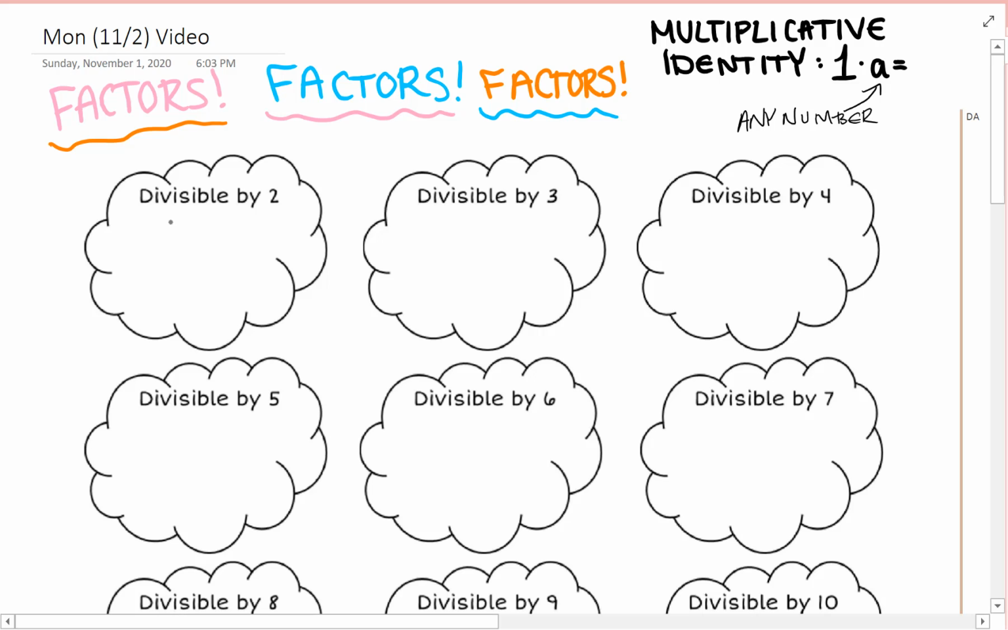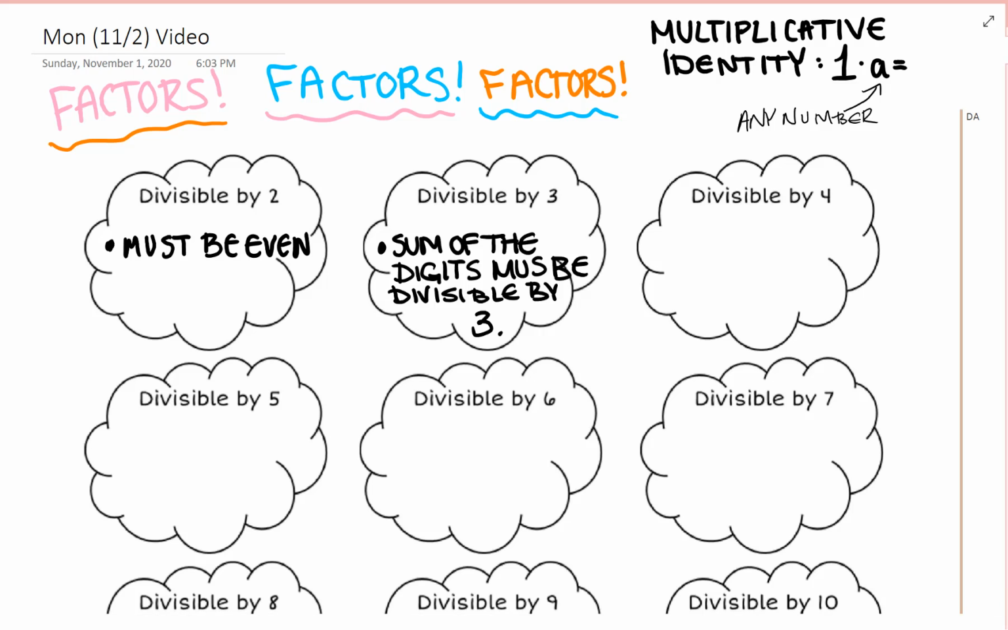All right, what kind of numbers are divisible by 2? Well, all even numbers are divisible by 2. So if it's an even number, then it's divisible by 2. Divisible by 3. This one has a cool trick to it. The sum of the digits must be divisible by 3.